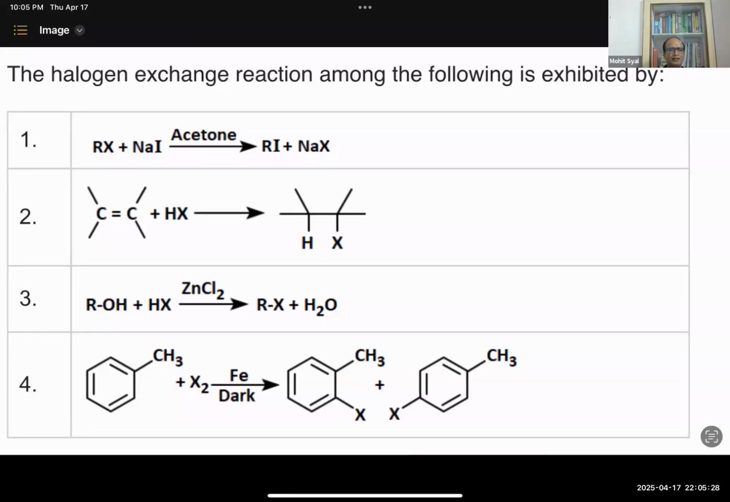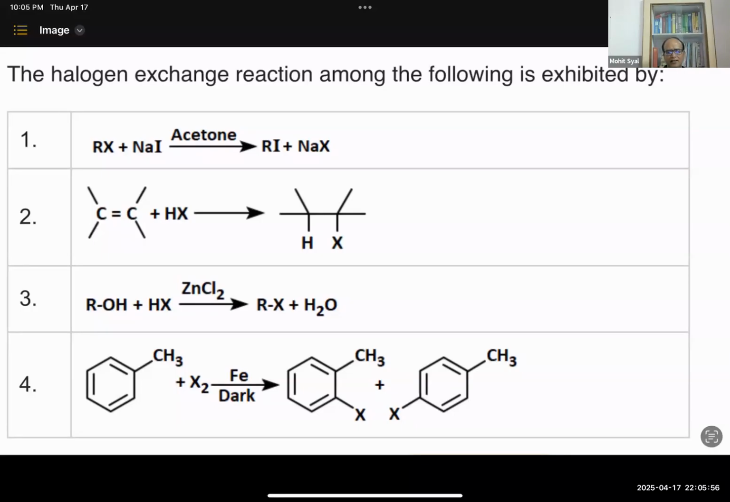Halogen substitution? Halogen exchange. X will be the halogen. X is the general way to represent any halogen. So the first one is halogen exchange, a halogen substitution reaction, and the specific name for this reaction is Finkelstein reaction. Got it?